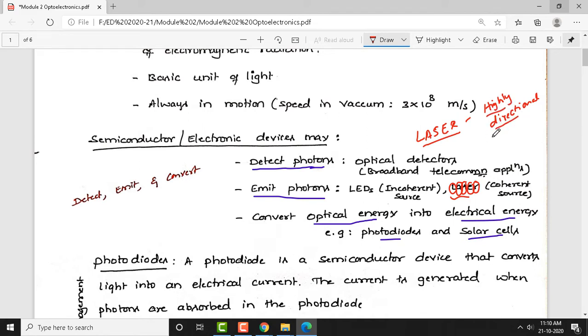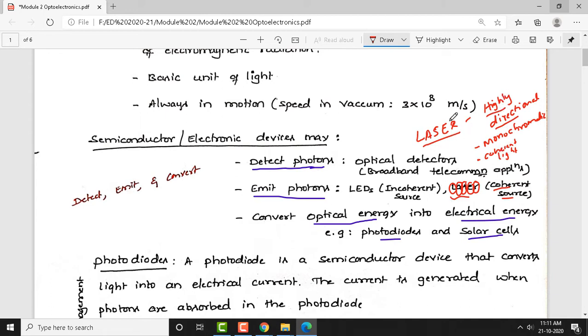Next, it is going to be monochromatic. What do you mean by monochromatic? Single wavelength. Yes, it's single wavelength, monochromatic. Coherent light, already we told about it. What do you mean by coherent source or coherent light? When two sources have the same frequency, it is known as coherent, sir. Yes, exactly. Coherent means same frequency. So, these are the different properties of laser light.